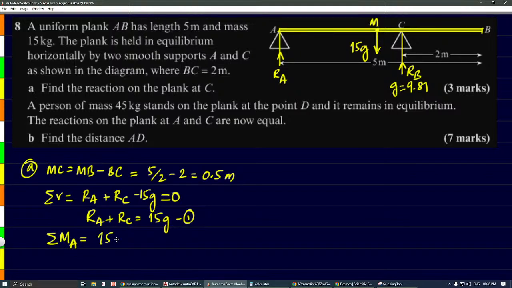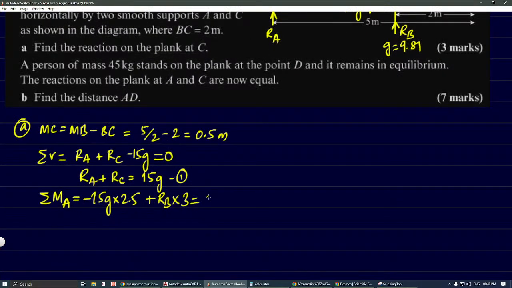15g is acting, 15g distance is 2.5, and this is going in clockwise direction, so minus. Then RC is going anti-clockwise, so it should be plus, of course, and the distance is 2.5 plus 0.5, so total is 3. So these are the only two forces acting, should be 0. So RC value will be 15g into 2.5 by 3. That's it.